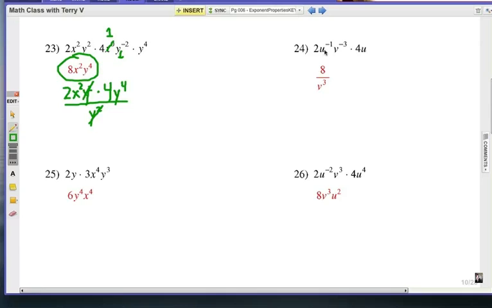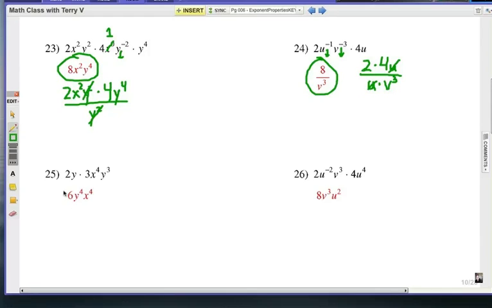Now in number 24, u to the first is going to drop down to the denominator. V to the third is going to drop down to the denominator. And when we put it all together, we're going to get 8 over v to the third. Because when we write it as a fraction, you notice that this u cancels out with that u, and I would get 8 on the top and v to the third on the bottom.